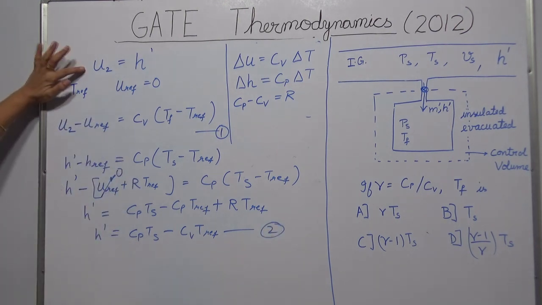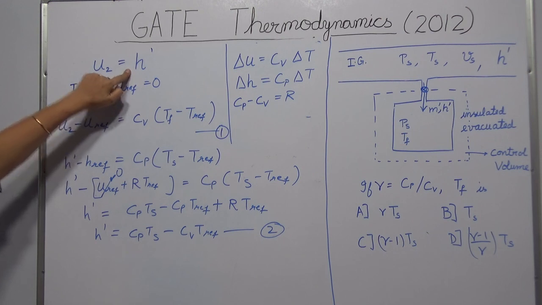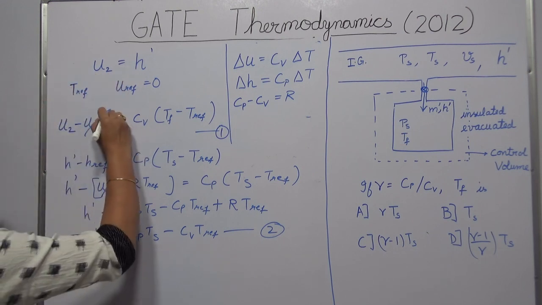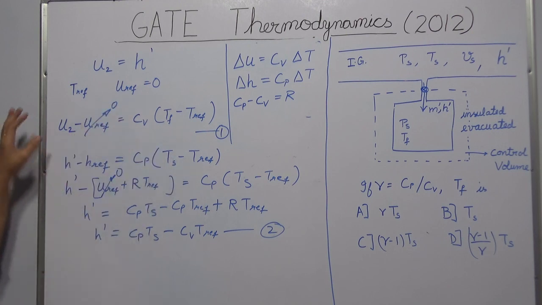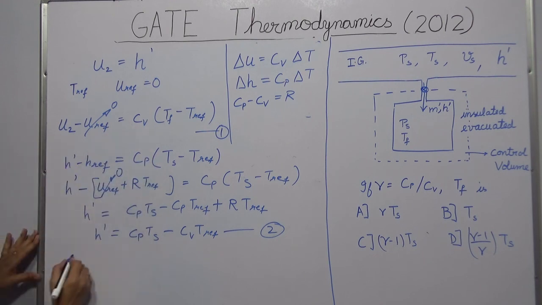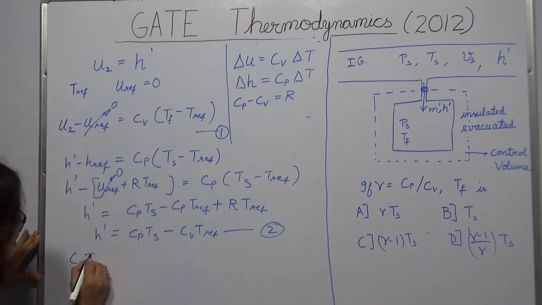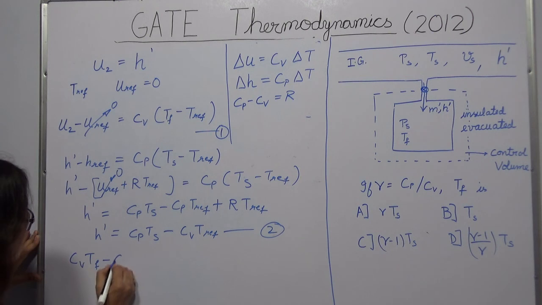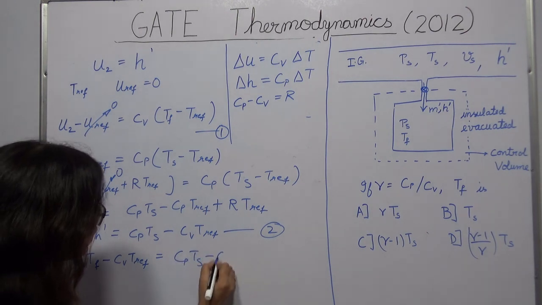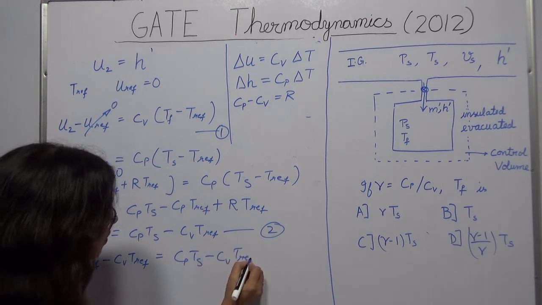But we have seen that u2 is equal to h dash. So I can equate these equations. U reference is 0. So your u2 is equal to this much. So I can equate this and this. Let's do that. So I am opening it at the same time. So Cv times Tf minus Cv times T reference, that is equal to Cp Ts minus Cv times T reference.